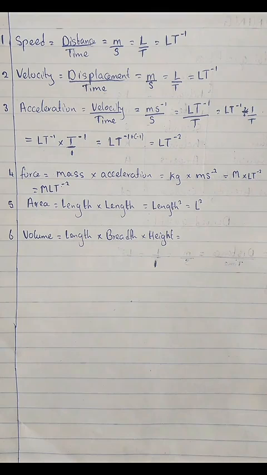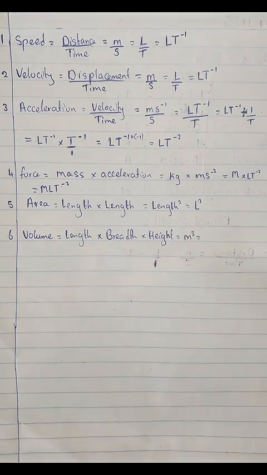So we can say this is length times breadth times height, which is meters times meters times meters, and meter is length. So we are saying this is length times length times length, and it will give us what? Length cube, or you can say meter cube. If you have this as meter cube, that's to say dimension for volume is what? L cube, because meter is length. So we have the dimension for volume as L cube.